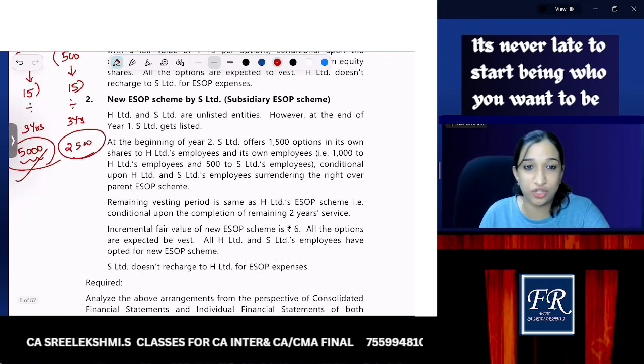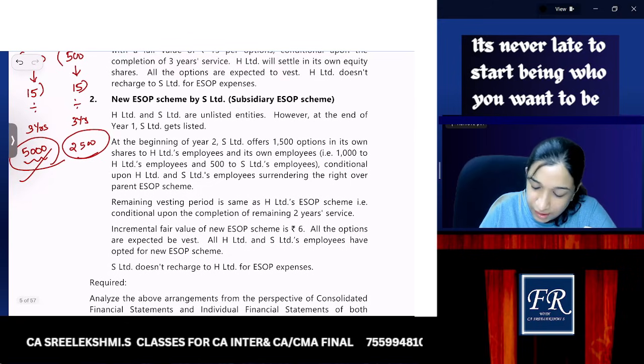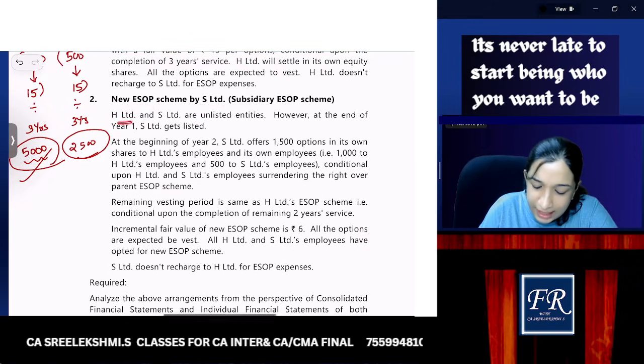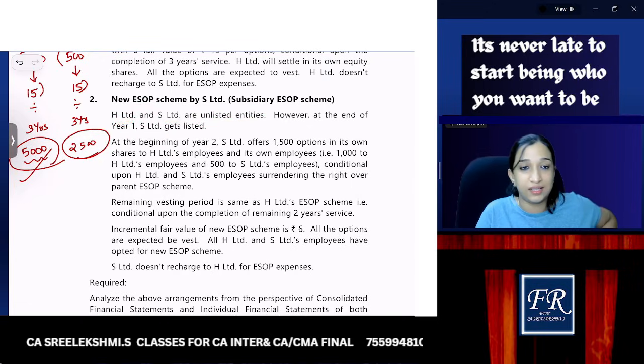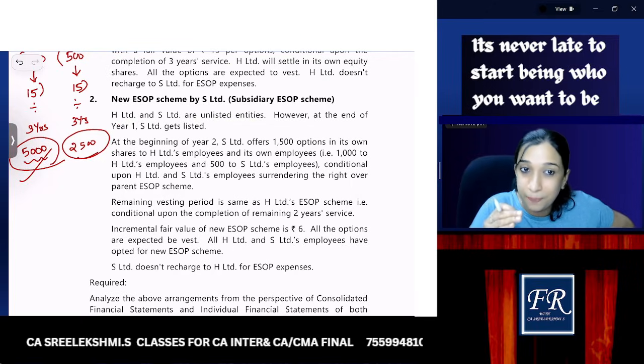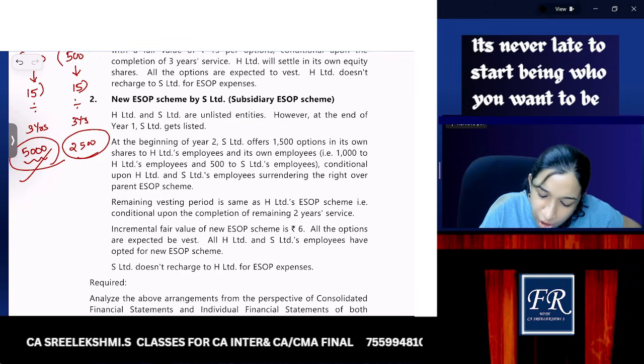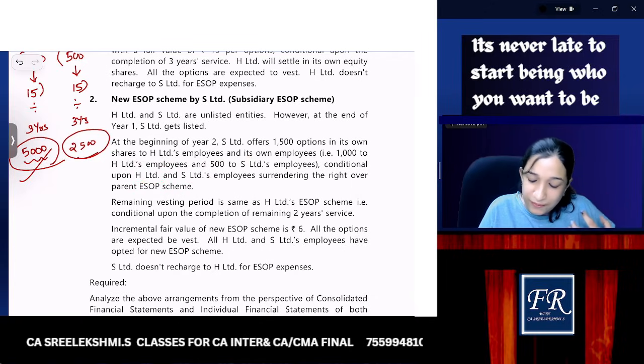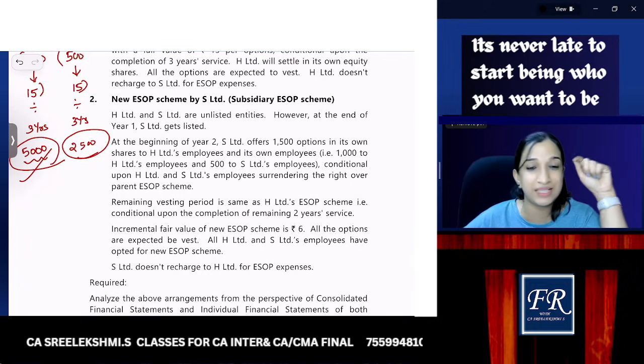But here there is a change. This part, what is given? New ESOP scheme by S Limited, the subsidiary. H and S are unlisted entities. However, at the end of year 1, S Limited gets listed. The subsidiary company is becoming a listed company at the end of the first year, and at the beginning of year 2, S Limited offers 1,500 options in its own shares to H Limited's employees and its own employees, conditional upon H Limited and S Limited employees surrendering the right over the parent ESOP scheme. This is the twist in this question.